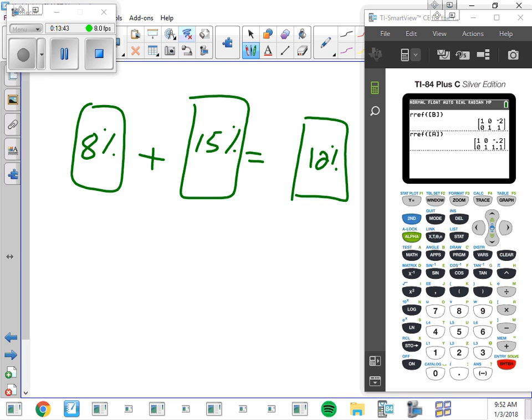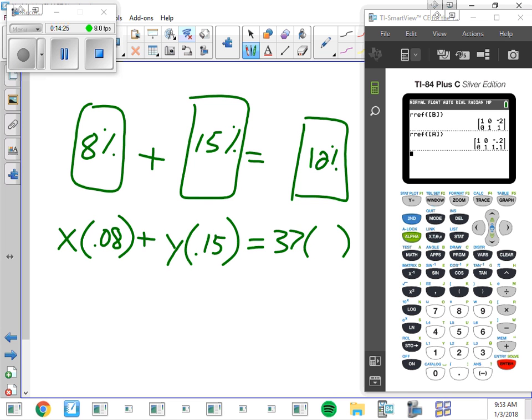If we were to do half and half, what would we end up with? 12 and a half. Or no, sorry, 11. No, 11 and a half. There we go. 11 and a half is halfway between 8 and 15. So we are going to add an unknown amount of 0.08, and we'll add that to an unknown amount of 0.15, and that is going to equal a known amount, 37, of 0.12.